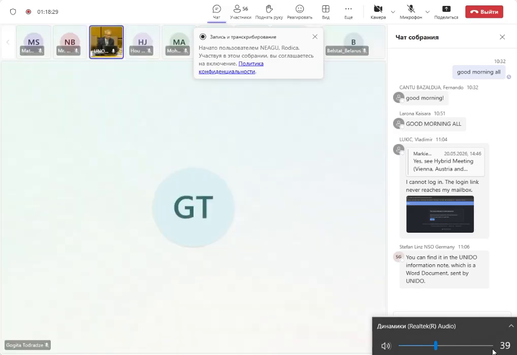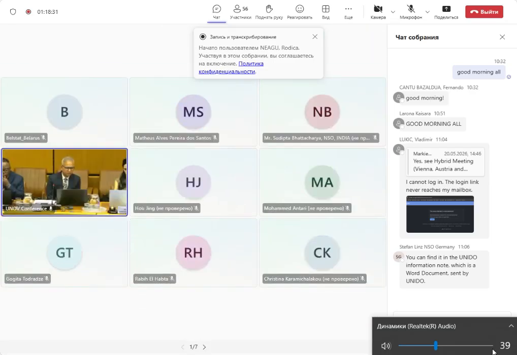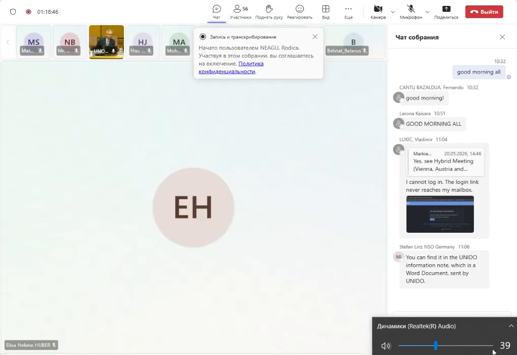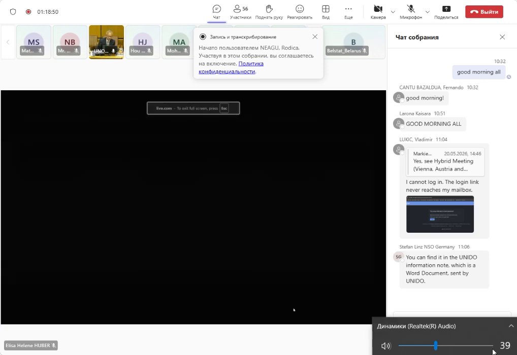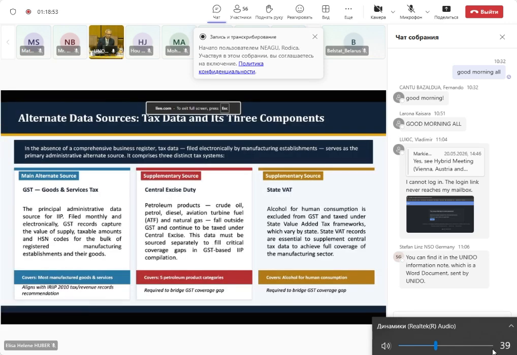As I mentioned, there are three data sources for us on tax data: GST, central excise, and state VAT, which we plan to use for IIP purposes.